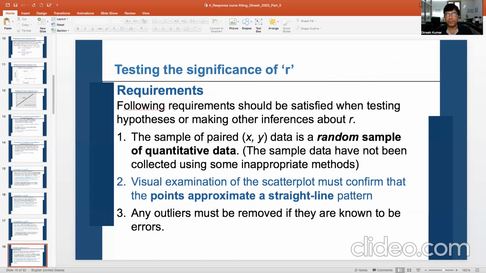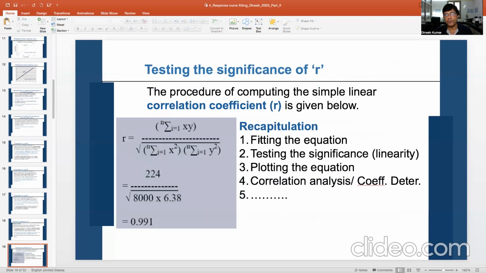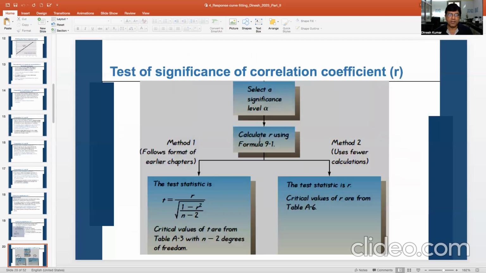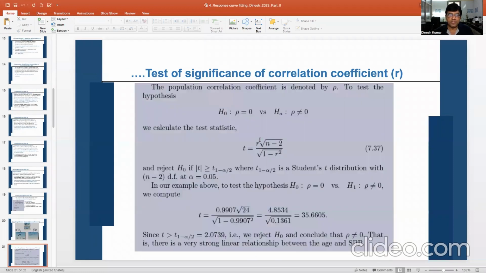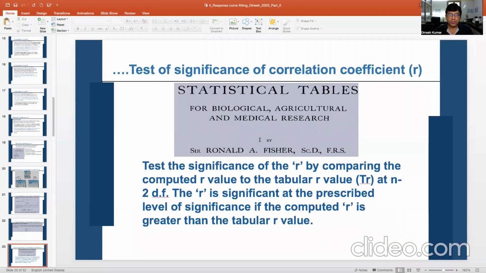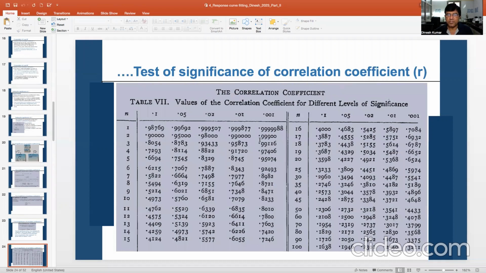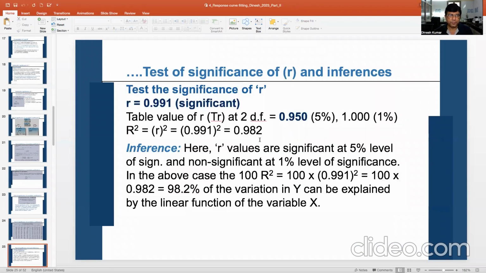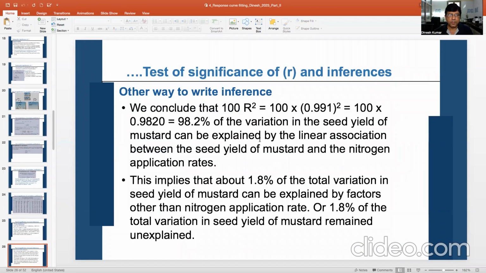Testing the significance of the correlation coefficient R. I told you the t-test and the Fisher table. We call it the Fisher correlation coefficient tables. So two methods were discussed. You have seen this table. This is the correlation coefficient table. And we have seen the inferences based upon the correlation coefficient.